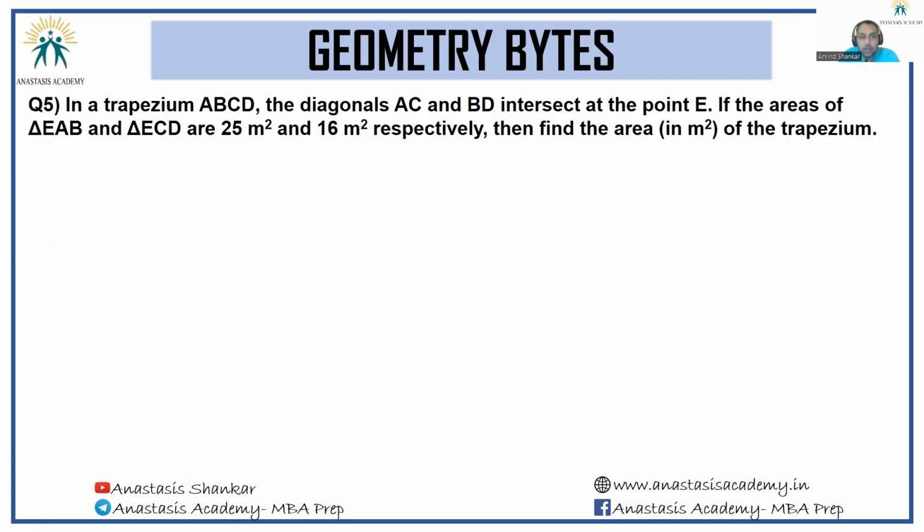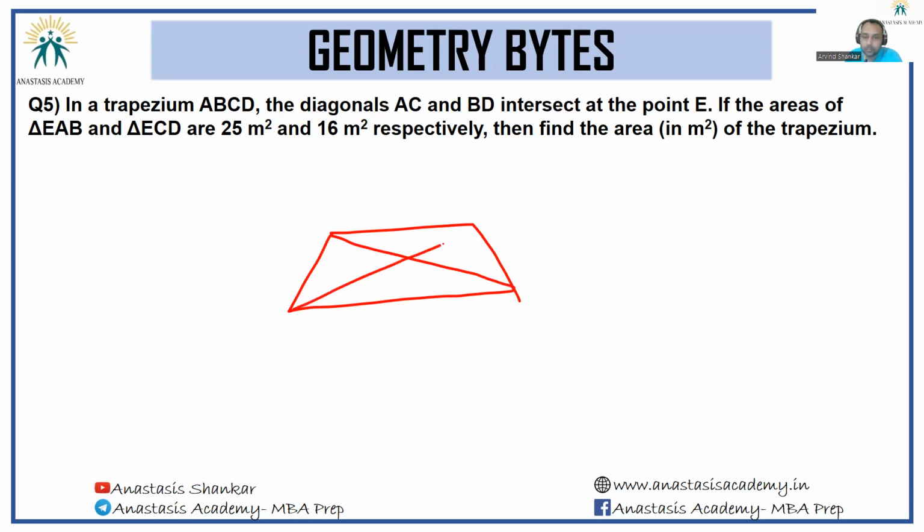Next, in a trapezium ABCD, the diagonals AC and BD intersect at point T. Okay, a very straightforward question. This is 16. This is 25. Let me mark this: this is A, this is B, this is C, this is D, this is E.